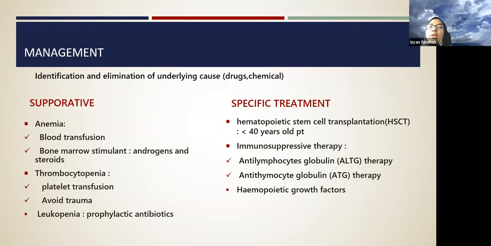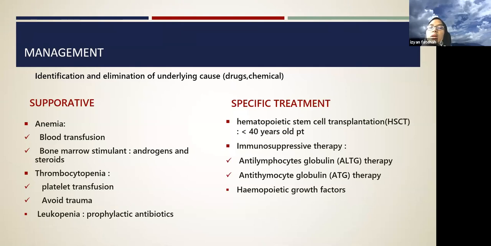First, for anemia, in severe anemia, we should give blood transfusion, and bone marrow stimulants such as androgens to stimulate the production of the hemopoietic process, hemopoiesis. In thrombocytopenia, we should give platelet transfusion and should avoid trauma, because patients who have aplastic anemia have a high risk of bleeding.